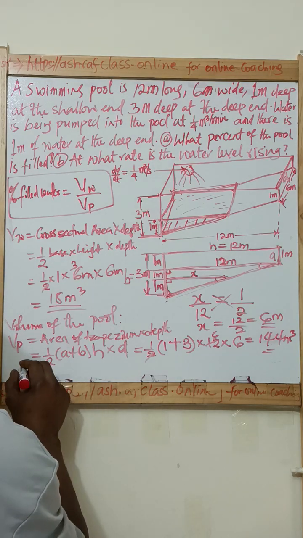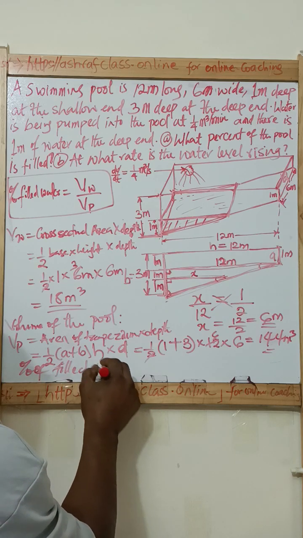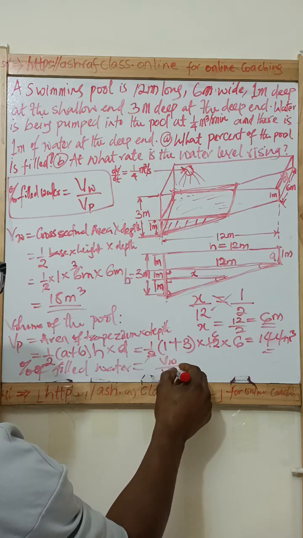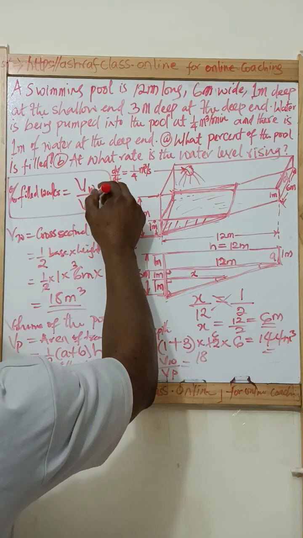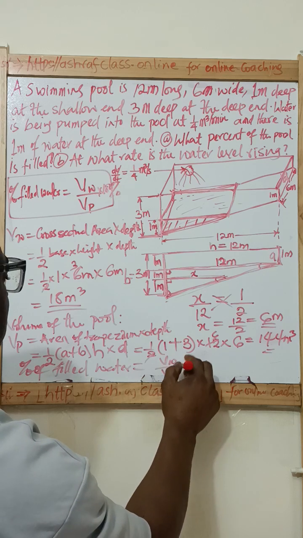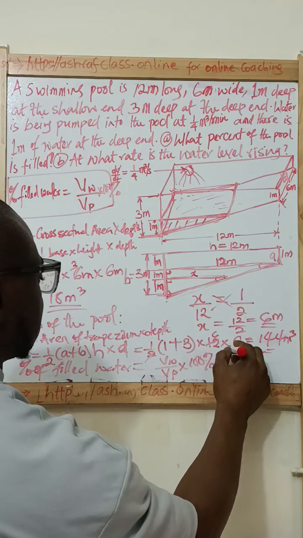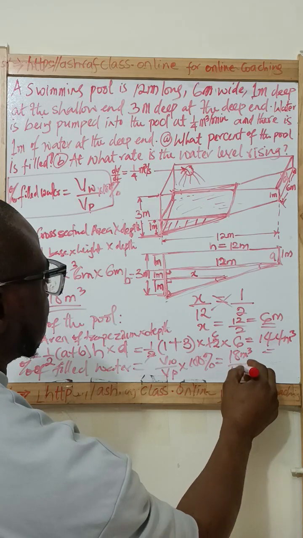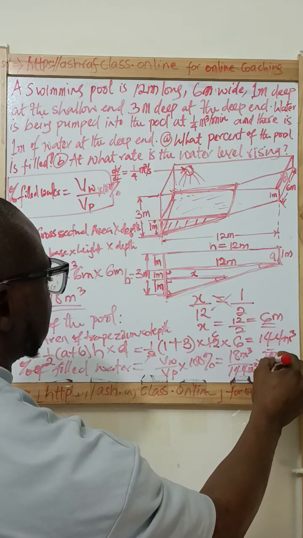percentage. So the percentage of filled water is going to be VW all over VP, times 100%, right? So VW is what? 18 meter cube. Then VP is what? 144 meter cube. Right? Times 100%.